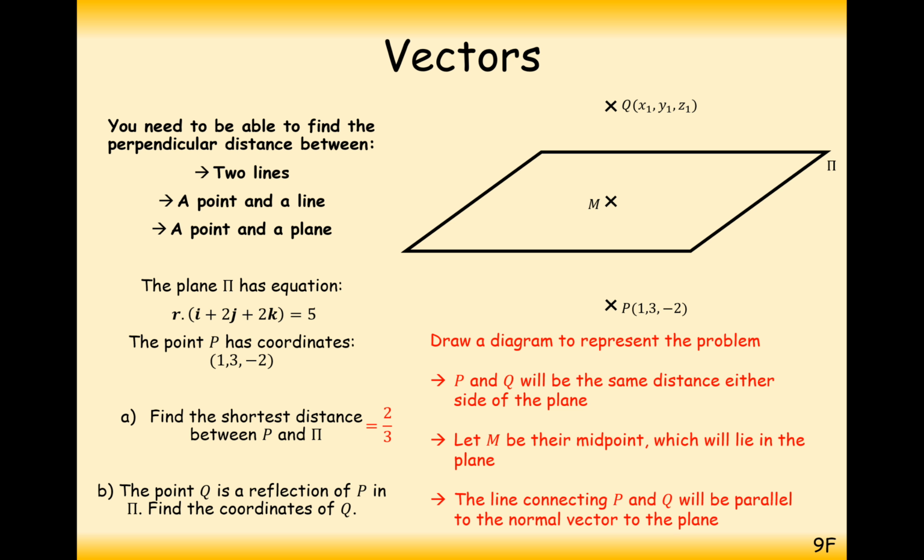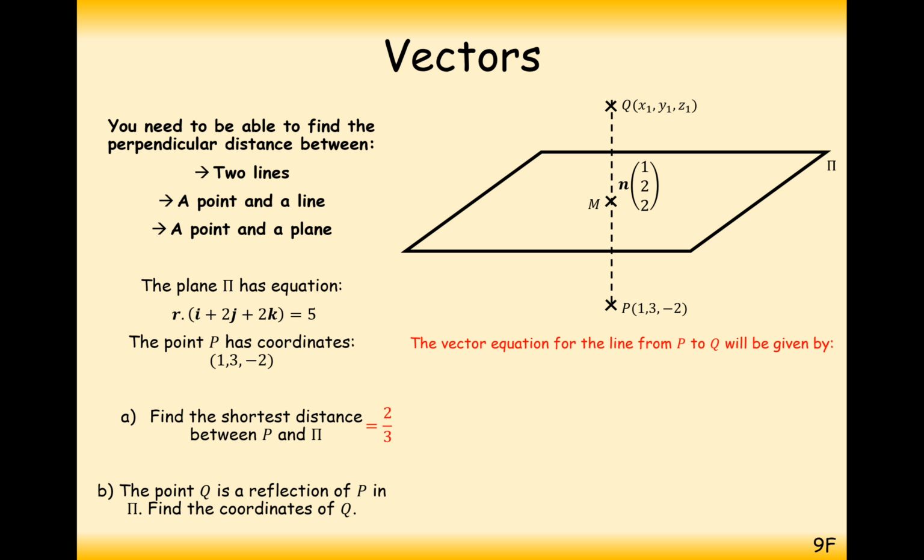And what we're going to do first is think about how we can get from P to M and then double that distance to get from P up to Q. So there's a straight line going through M from P to Q. And also we're given the fact that this straight line is definitely going to be at a right angle to the plane, and we know what the right angle direction is. That's (1, 2, 2) from the n vector of the plane.